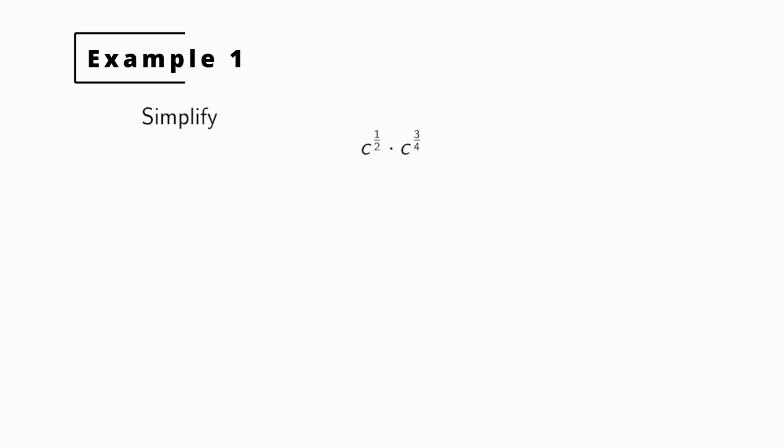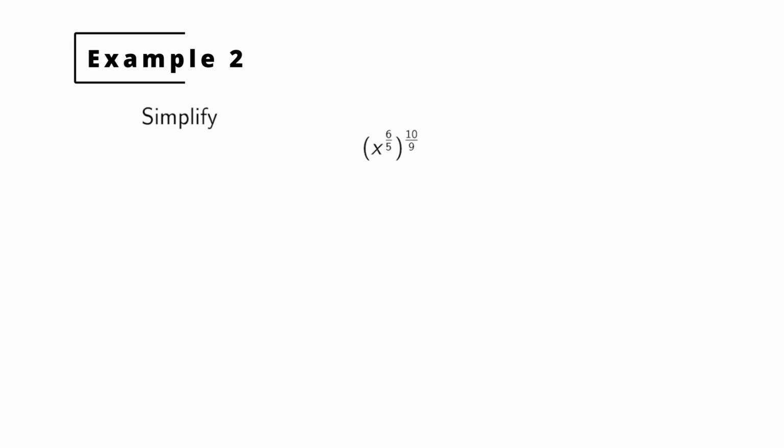Example 1, simplify this. So we have c to the 1/2 power times c to the 3/4 power. Using the rule from the last slide, this is just going to be c to the 1/2 plus 3/4 power. To add those two fractions, we need to find the least common denominator. The least common denominator between 2 and 4 is 4. So we can multiply 1/2 by 2 over 2, and that will give us c to the 2/4 plus 3/4, and that gives us our final answer of c to the 5/4 power.